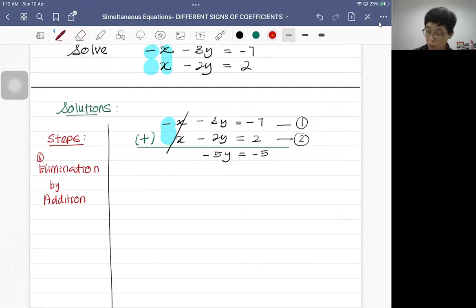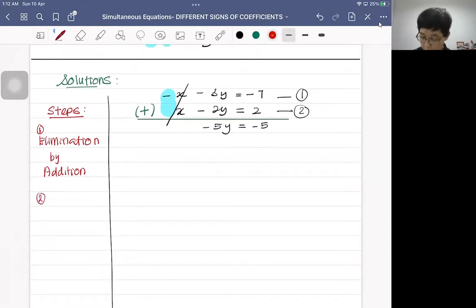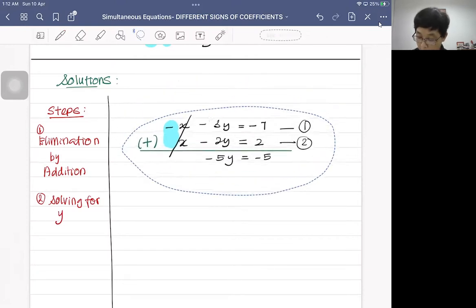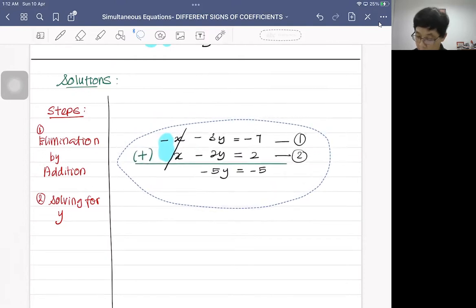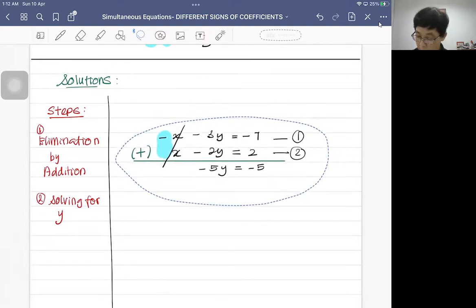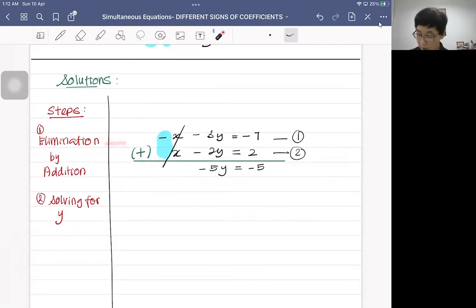All right, so now what you do is you will proceed to the same simple steps of solving for y. All right, so now what I'm going to do is, let me just move this down so that you can, well, this is where we are, step 1. Okay, so this is step 1. And then let's go for the step 2. So now you have -5y equals to -5.